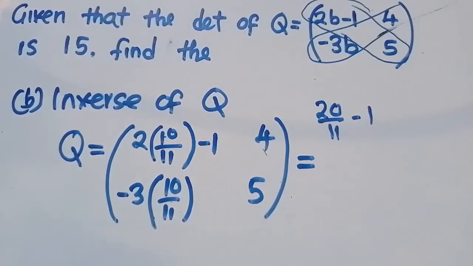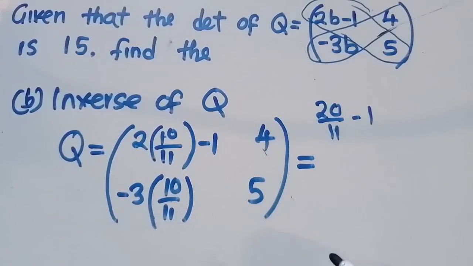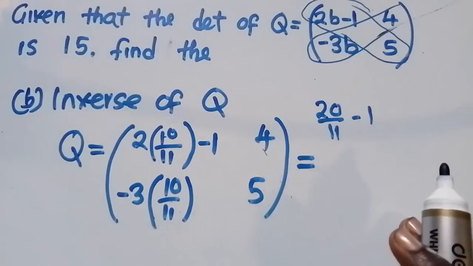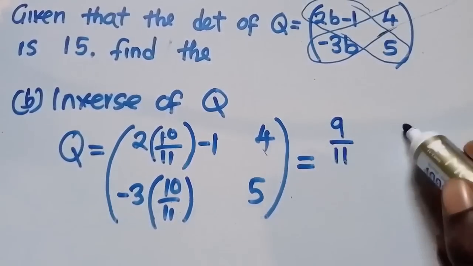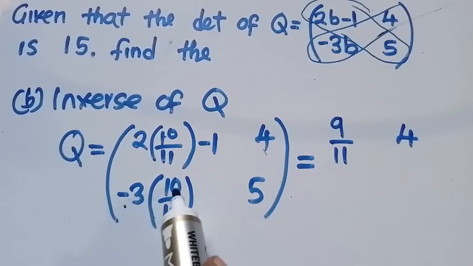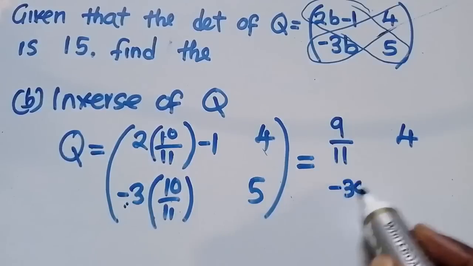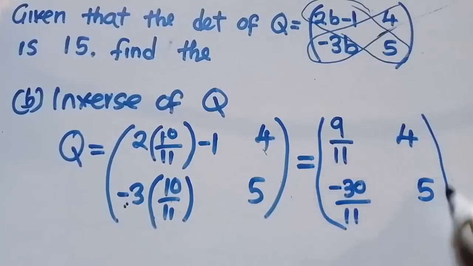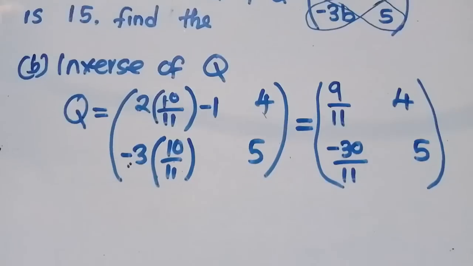You can use a calculator. This is paper 2, a calculator is allowed, so you are not limited. The answer that you are getting is 9 over 11. Here there is a 4. Moving here, 3 times 10 is negative 30 over 11. Then the 5 will maintain there. So this is the matrix that we are having.